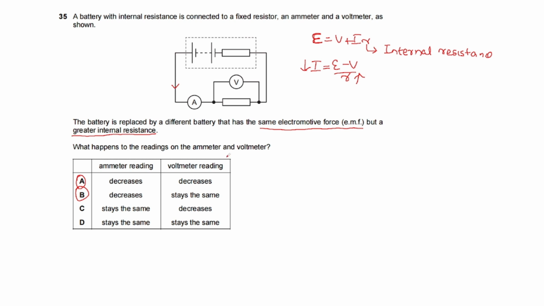Okay, then what about the voltage reading? So voltage across this resistor, right? V is equal to IR. So as the I value decreases and R here is a fixed resistor, R, which is a constant, the V value will decrease, which means that option A is the correct answer.